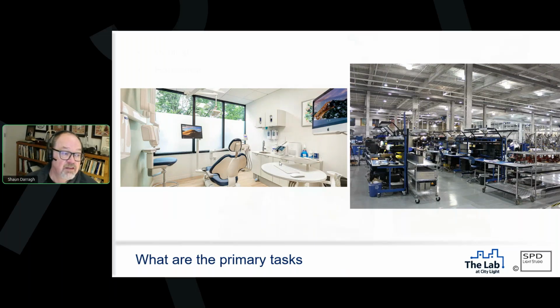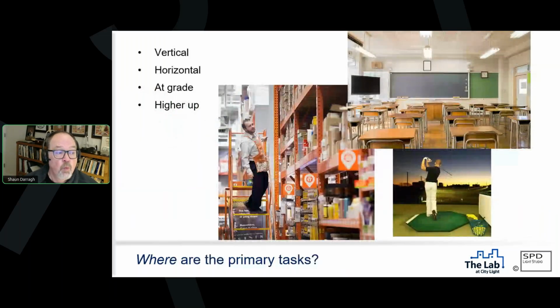Where are the tasks? Are they vertical? Are they horizontal? We tend in the industry to focus really, really on light striking horizontal surfaces. But that rarely has much to do with how we perceive the space around us. It's good to understand how light's distributing within space. It doesn't tell us a lot about how we're going to perceive the space.